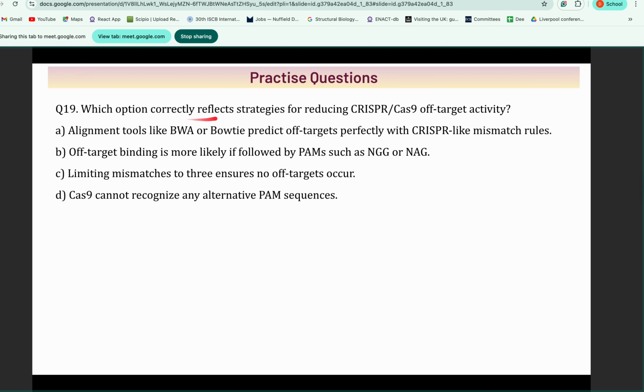Next question is which option correctly reflects strategies for reducing the CRISPR-Cas9 off-target activity? Option A, alignment tools like BWA or Bowtie predict off targets perfectly with CRISPR like mismatch tools. Option B, off target binding is more likely if followed by PAM such as NGG or NAG. Option C, limiting mismatches to 3 ensures no off target occurs. And option D, Cas9 cannot recognize any alternative PAM sequences.